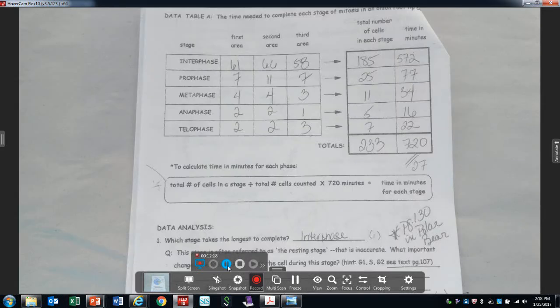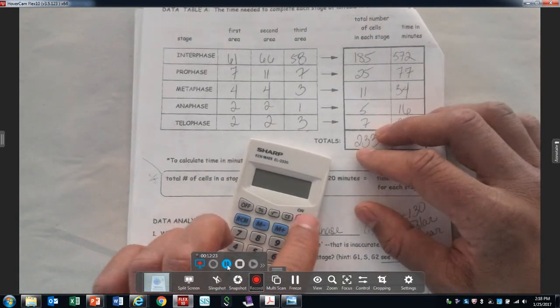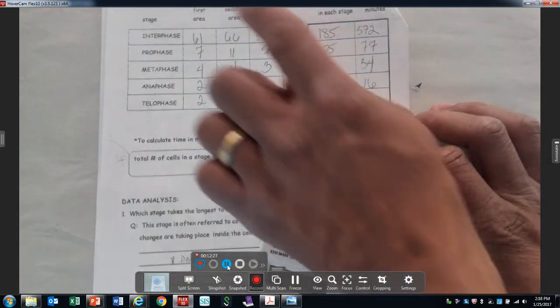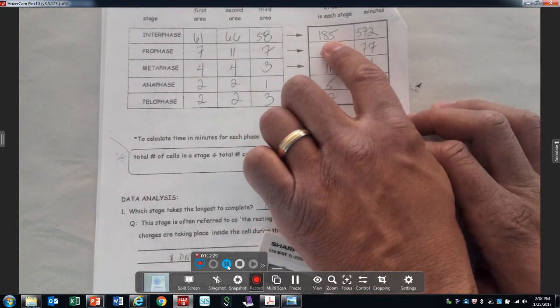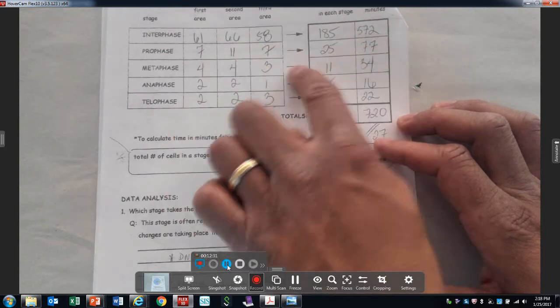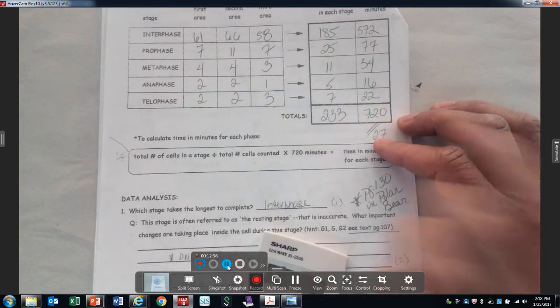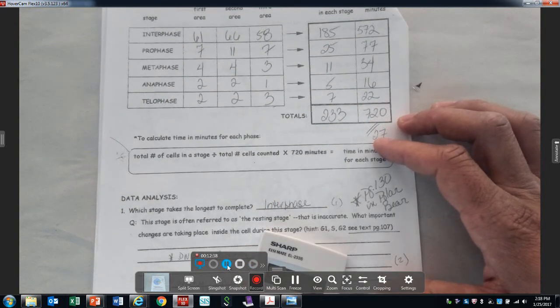All right, you guys, watch. After you get your data, let me just show you, hope that's in the view here. You got to add these 3 together. That's how I got that number. And same thing, all these get added for the total. Now that's how you're going to figure out the minutes. Okay? What does it say?